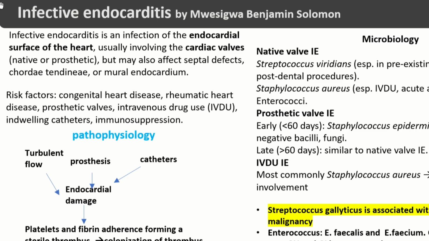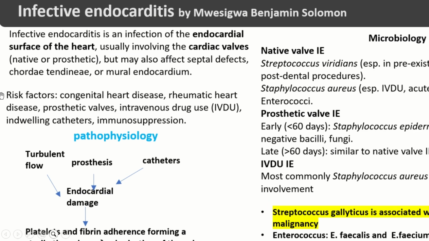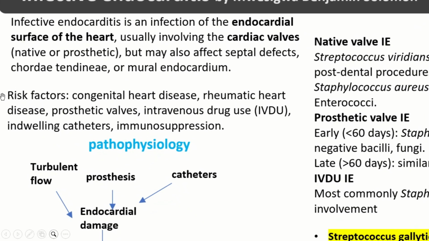So infective endocarditis is an infection of the endocardial surface of the heart, and normally this is the surface that is lining the inner surface of the heart. So what happens is that if we have a discontinuity in that endocardial lining, if we have an injury to or damage to that endocardial lining, and it so happens that we also have a bacteremia going on within the blood of the patient, there are chances that we are going to develop infective endocarditis.